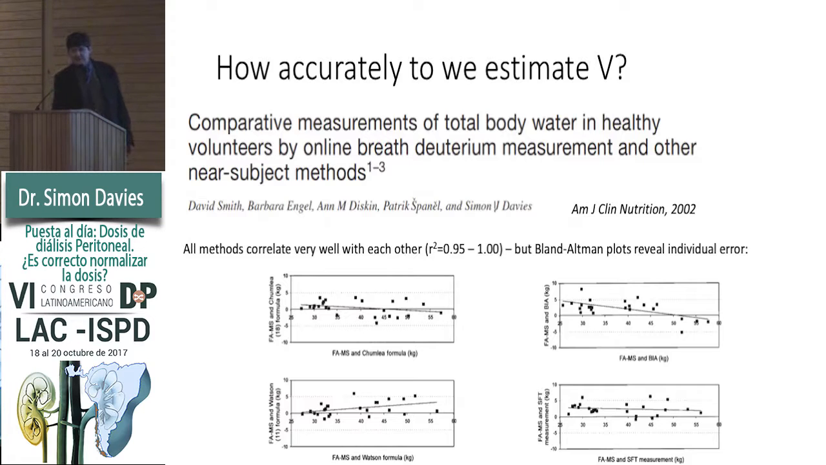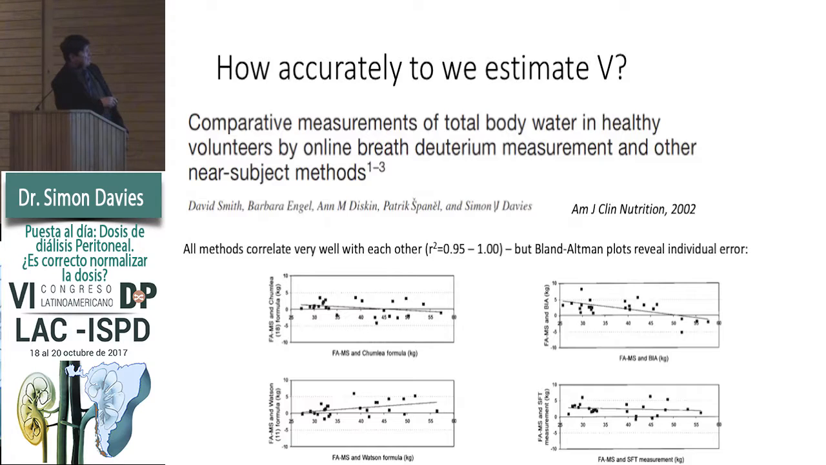And you can see in this study, which we did some years ago, in normal subjects, we compared the gold standard method of measuring V, which is the deuterium dilution volume, with other near-subject measurements. Now you won't be able to see these different things, but we looked at a number of measurements for estimating V. What you always find is these correlate together very well. So you get a correlation between 0.95 and 1 when you compare, for example, the Watson formula with the gold standard. The problem is not how well they correlate, it's how well they agree with each other.